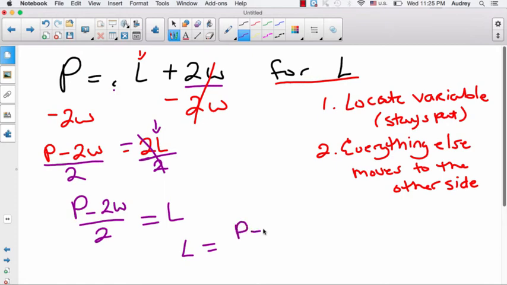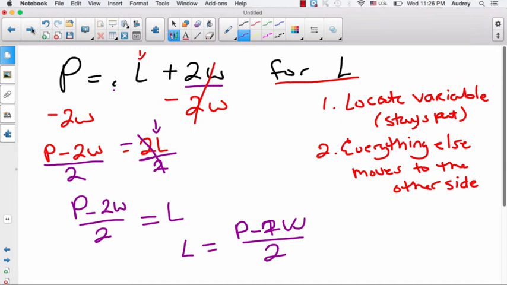So P minus 2W, let's just keep on rolling, divided by 2. Alrighty, that's not too bad, right?